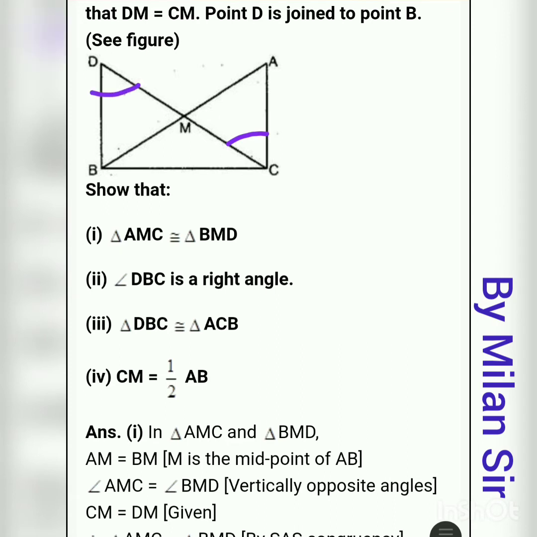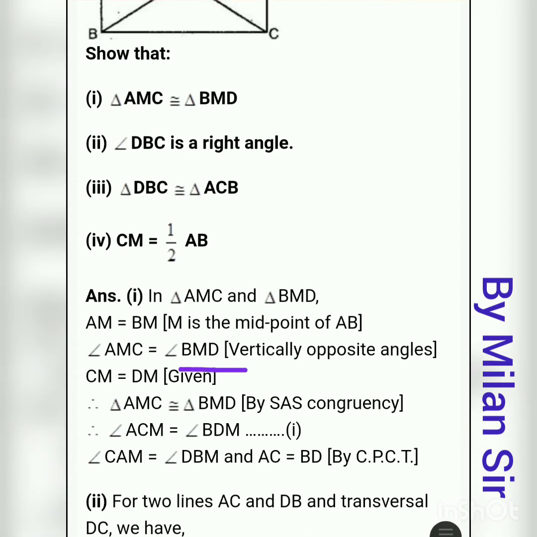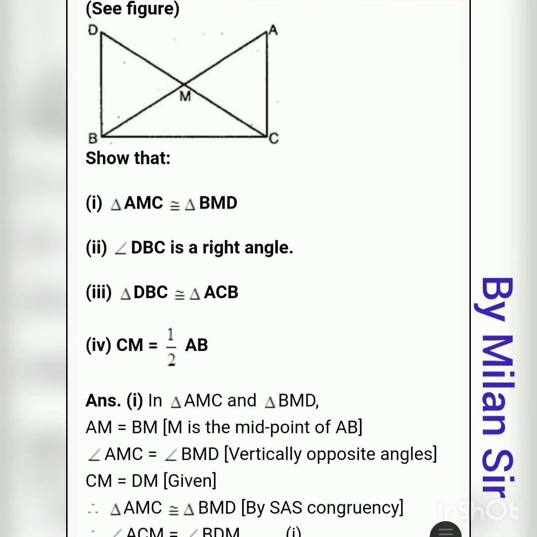Why? By using the CPCT criteria, because we already proved that these two triangles are congruent. So by using the CPCT, we can say that angle ACM is equal to angle DBM, and the other thing is angle A is equal to angle B. So angle C equals angle D and angle A equals angle B by the CPCT, because we already proved that triangle AMC is congruent to triangle BMD.